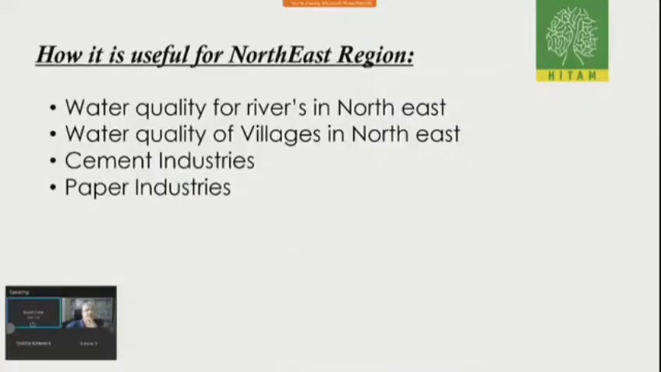So how is it related to the Northeast region? In the Northeast region, the backward villages are not able to get pure water. People are facing the problem of pure water, so this innovation can be helpful to them.